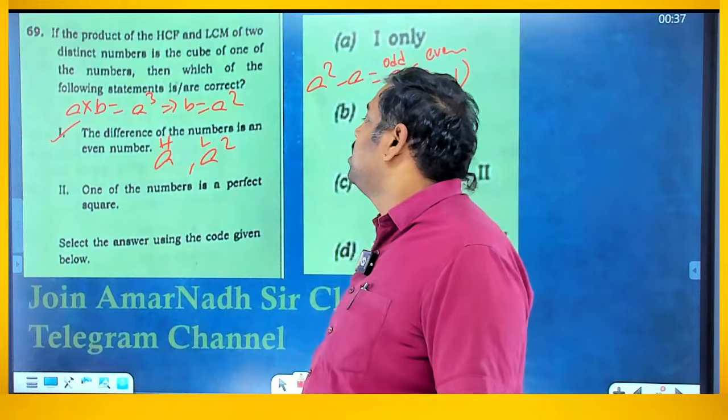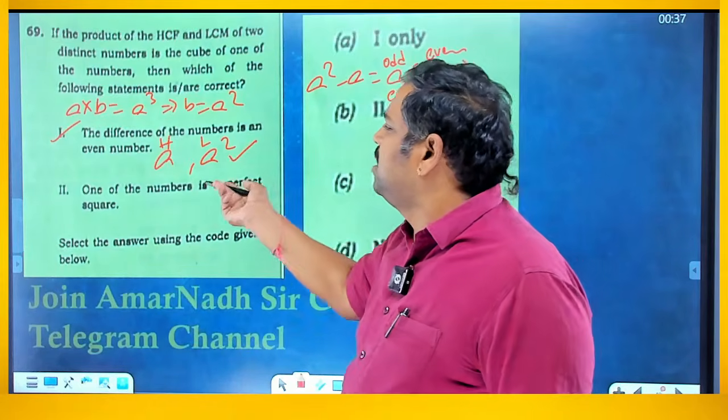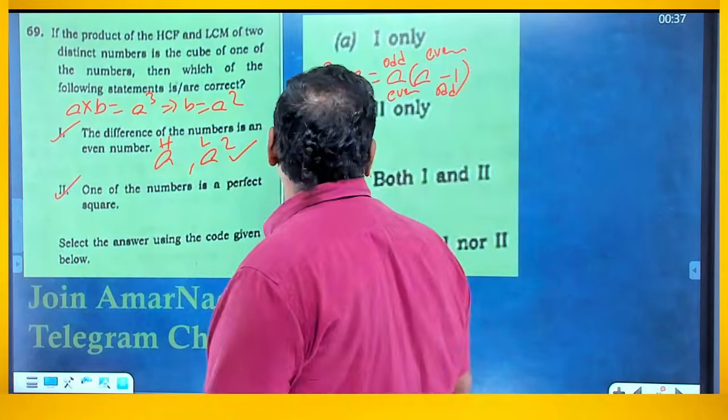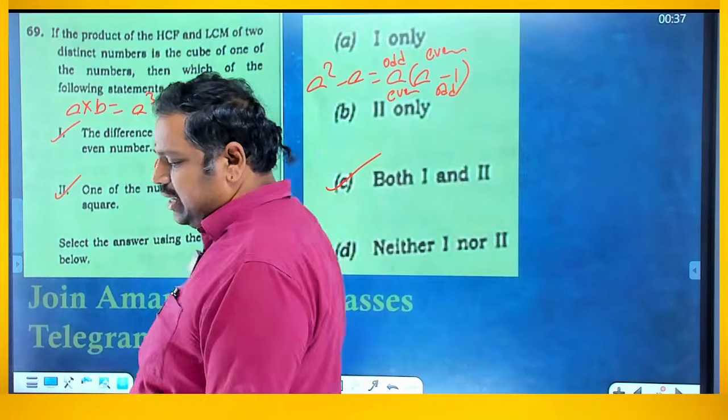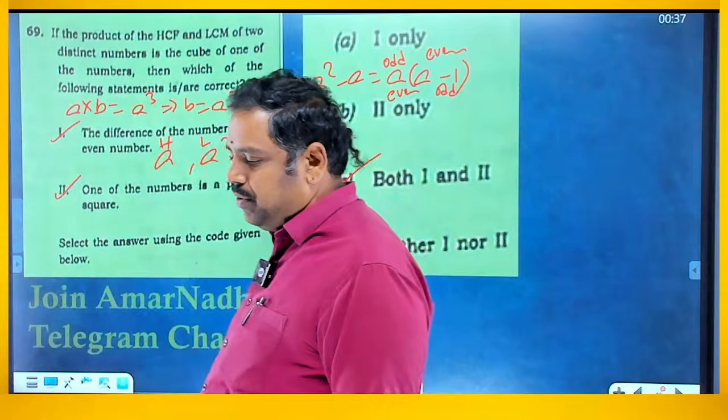Next one: one of the numbers is a perfect square. Yes, exactly, A square is a perfect square. So the second one is valid. Both are valid, so C is the answer. Both 1 and 2 are correct. Now let's see the next beautiful one.